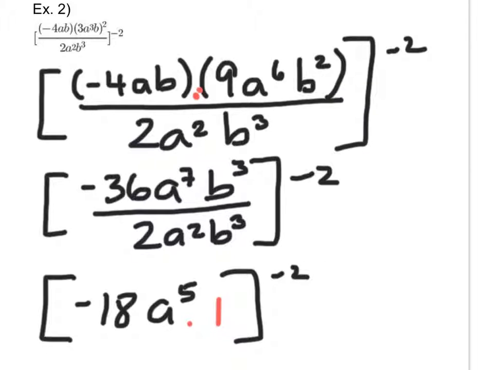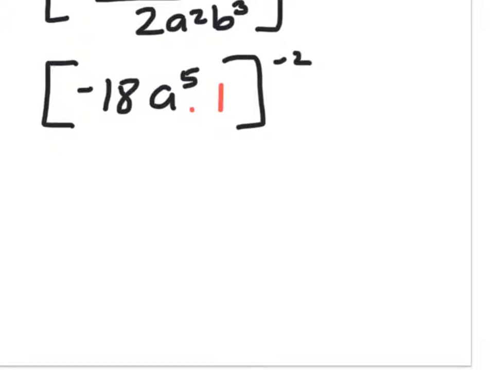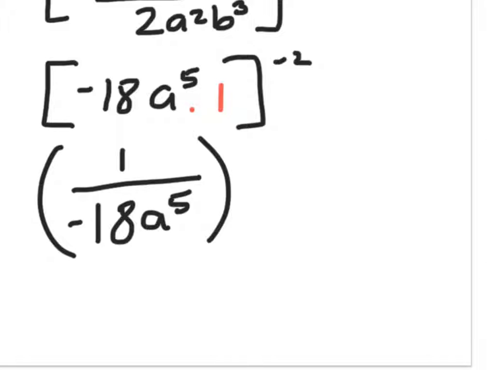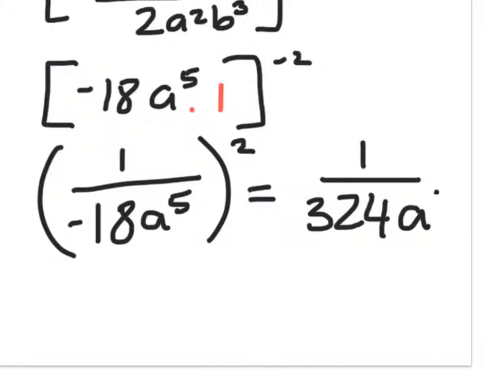So let's finish that off. The minus means I flip this upside down. So I write 1 over minus 18a to the 5, squared. And then the squared, we can write it out and expand it if we want to, but we don't have to. The squared acts on the 1. 1 squared is 1. Minus 18 squared is going to be 324a to the 10. And that's the answer.